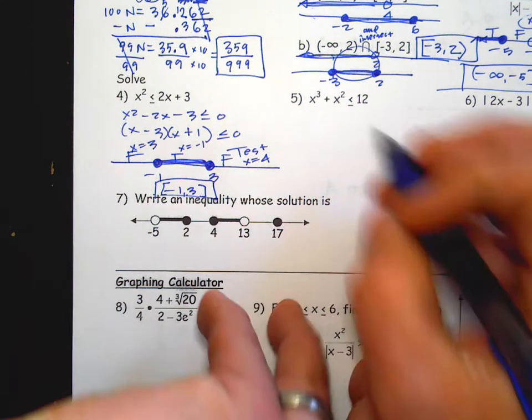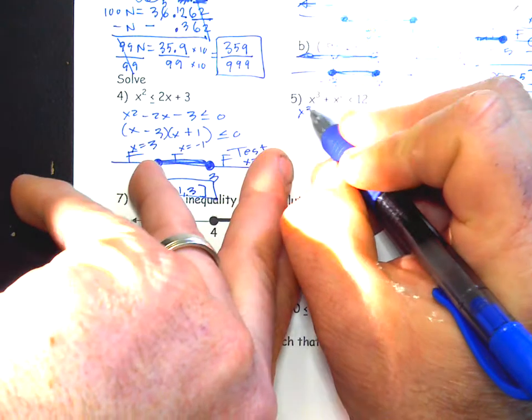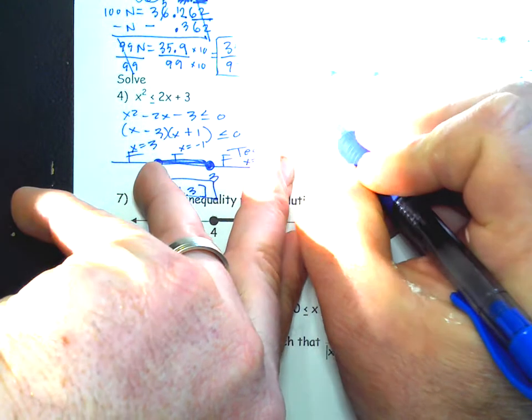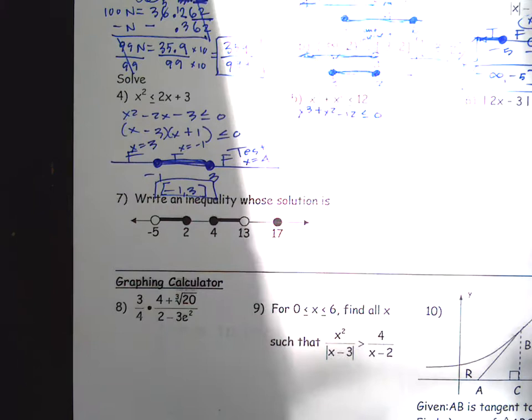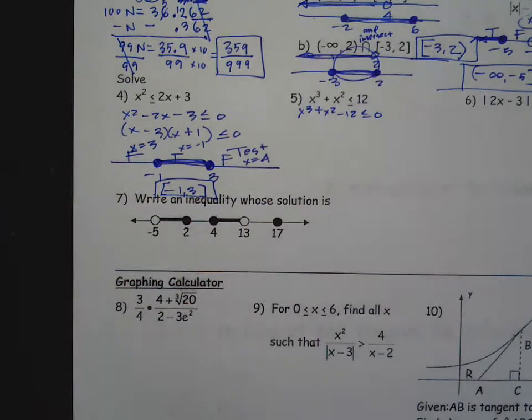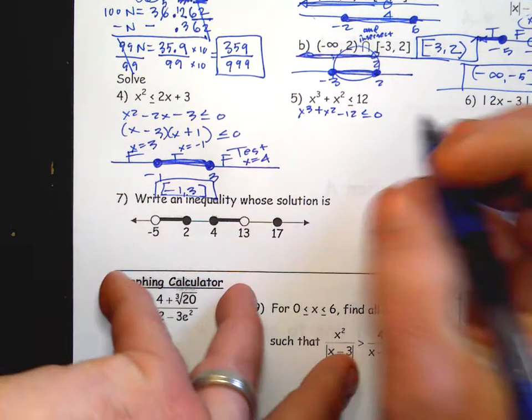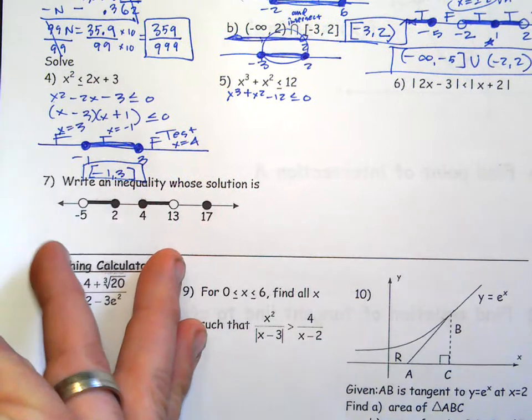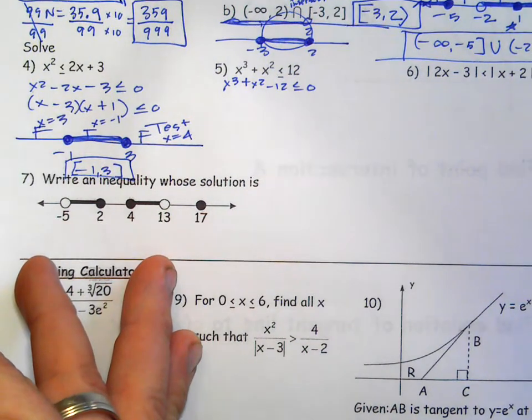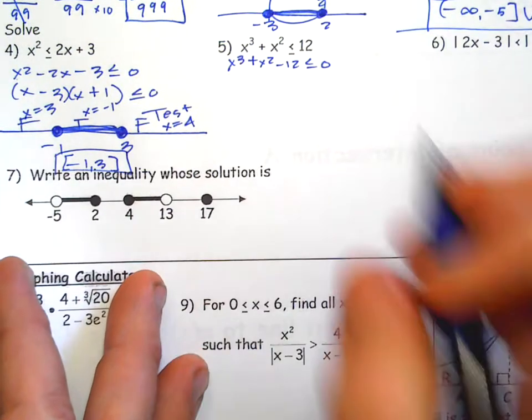Let's see, number 5. This is another polynomial inequality. So we're going to move everything to one side, equal to 0. And now this is a cubic. If it had 4 terms, I might try grouping, but there aren't an even number of terms, so I can't try grouping. So I think we've got to try the rational root theorem, right?